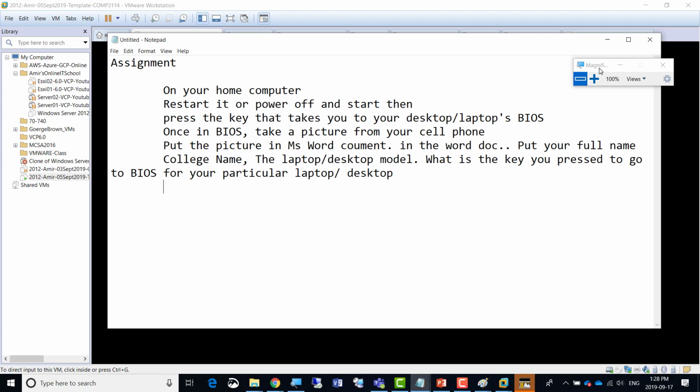If you're being related to A+, then they would expect you to know how to go to BIOS. I'm not asking you to make any changes. That we will do here in the virtual environment, where we will change the boot sequence. We're going to try to boot from some other device, but here, go to your actual machine's BIOS, take a picture, and this is it. So guys, can you take a picture of that?